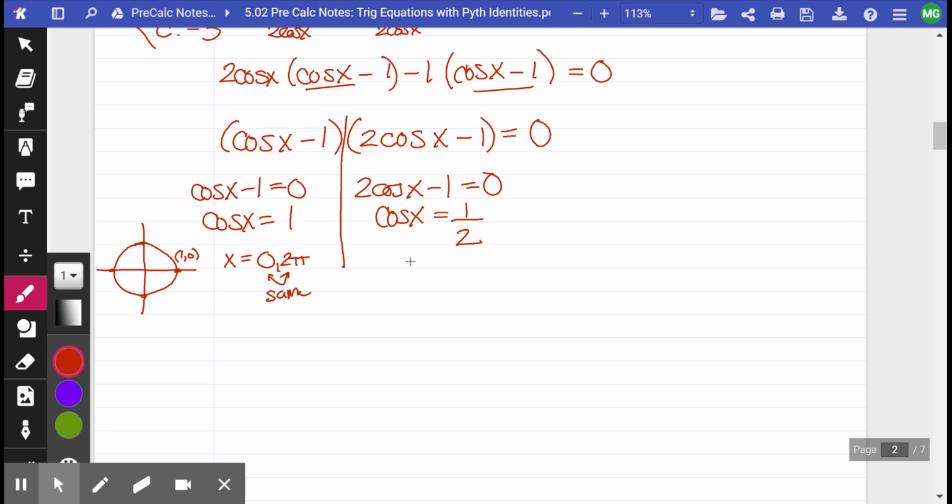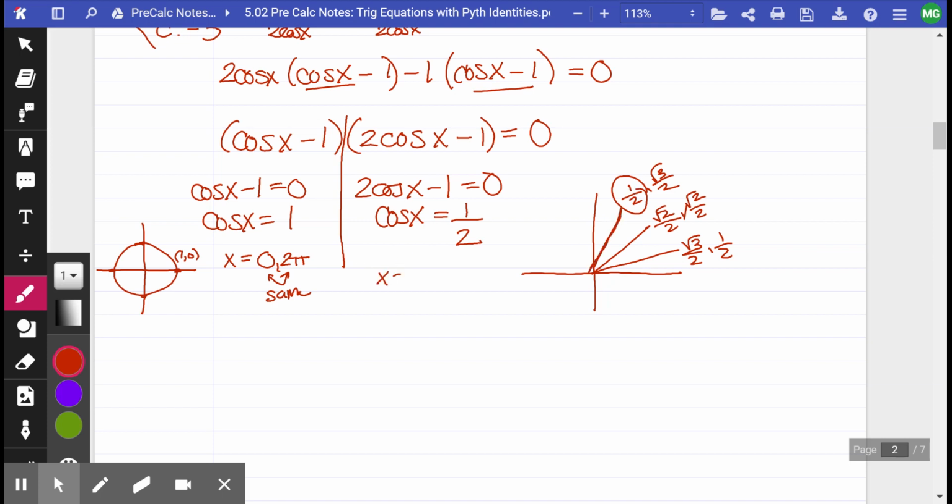So now cosine of x equals 1/2. To find that, I need to think about my 3 ordered pairs. Remember, root 3, 2, 1, and 1, 2, root 3. Everything is over 2. So here cosine, which is the first coordinate, is 1/2. So that's this angle up here, which is my 60-degree angle, or in radians, that would be pi over 3.